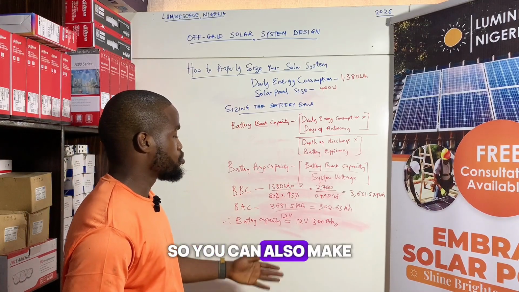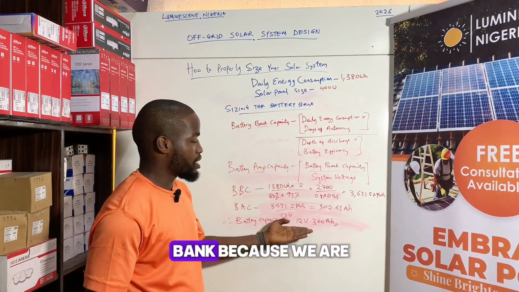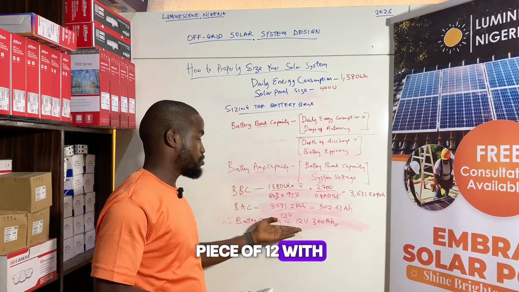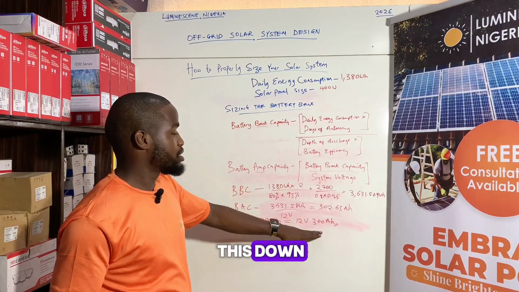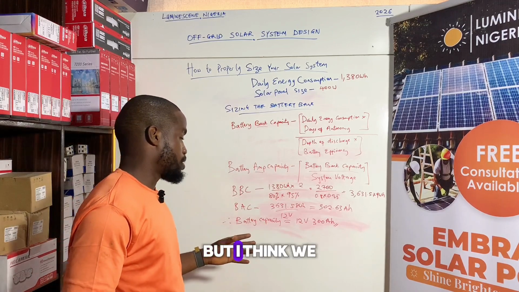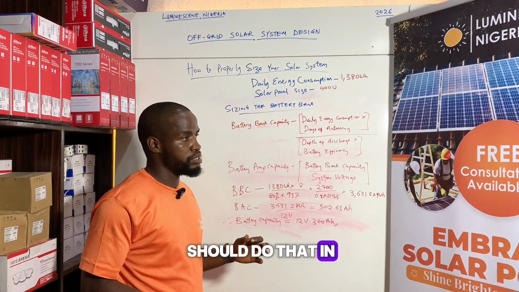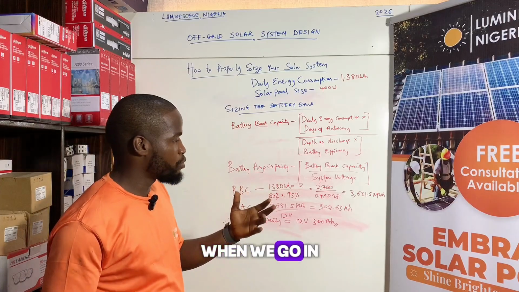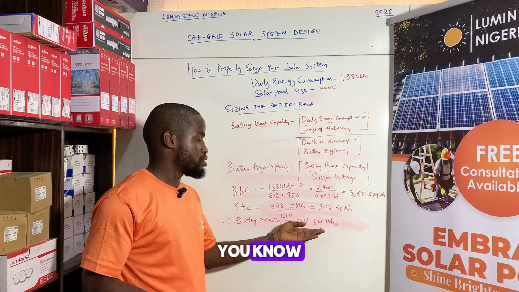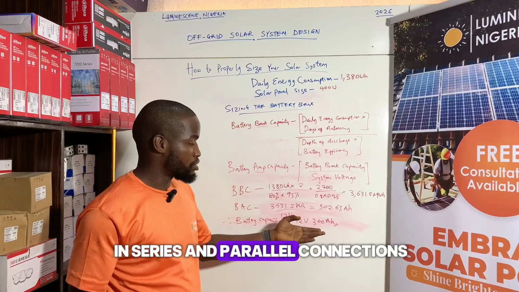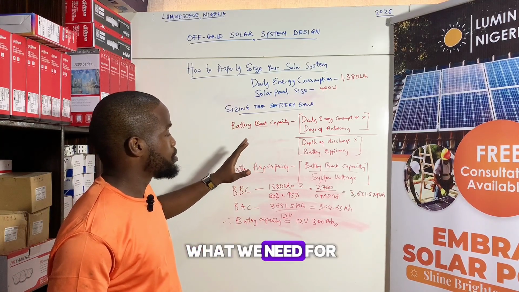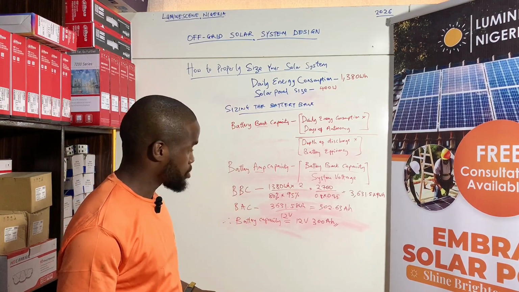You can also turn this into a bank, because we are saying this is one piece of 12 volt 300 amps. We can break this down the same way we broke down the panels into arrays, but I think we should do that in depth. When we go in depth, we can see how to break this down and connect them in series and parallel connections. But this is basically what we need for this class.